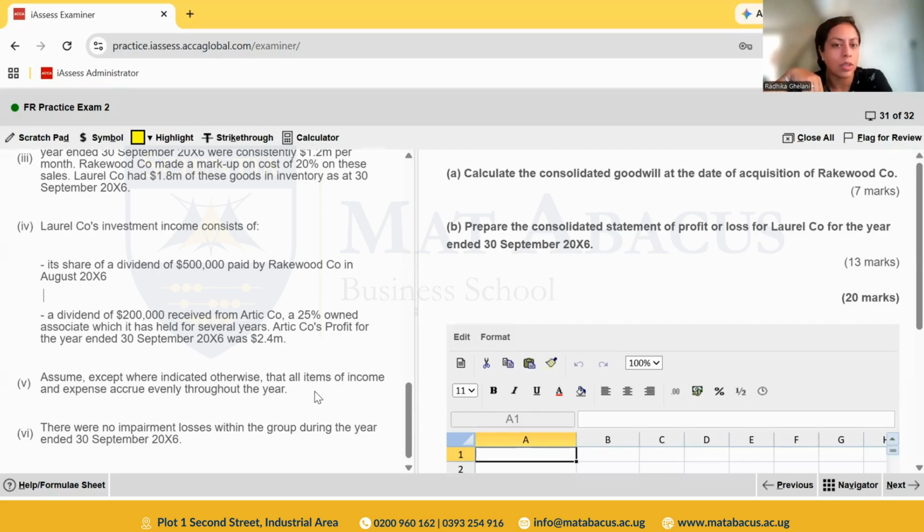Okay, and they've told us that the associate's profit for the year is 2.4 million. So the parent owns 25% of the associate. It's going to take 25% of that amount. And you're going to include that when you do your consolidated SOPL.